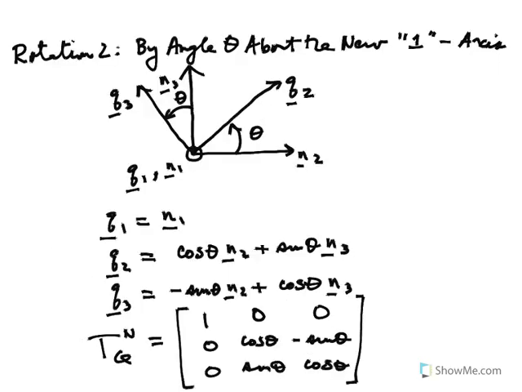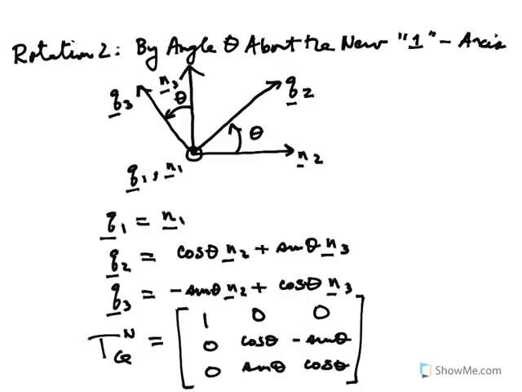So there's our second transformation. The third transformation arises from the third rotation. So rotation 3 is by an angle, which I call phi, about the new 3 axis. So again, when I say new, it means where we left off. So where do we leave off? We left off with this basis Q1, Q2, Q3.